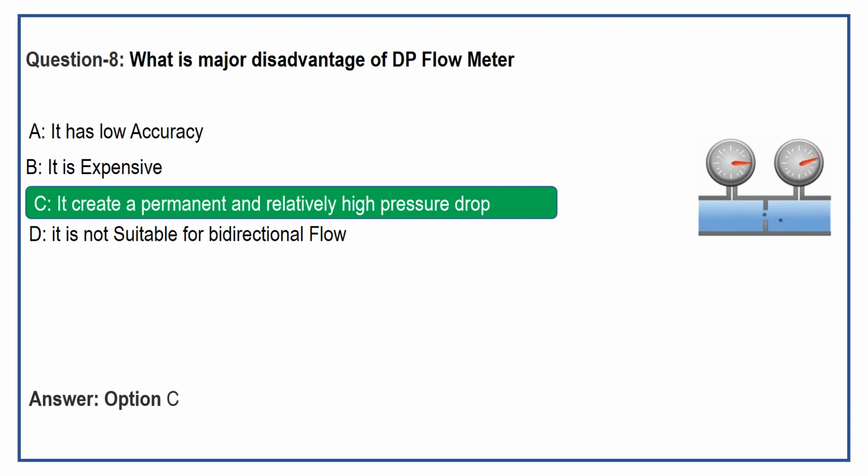Yes friends, this is the only disadvantage of the DP flow meter because it has high accuracy, less expensive, and it is also suitable for bidirectional flow measurement. So the correct answer is option C. It creates a permanent and relatively high pressure drop across the pipe.